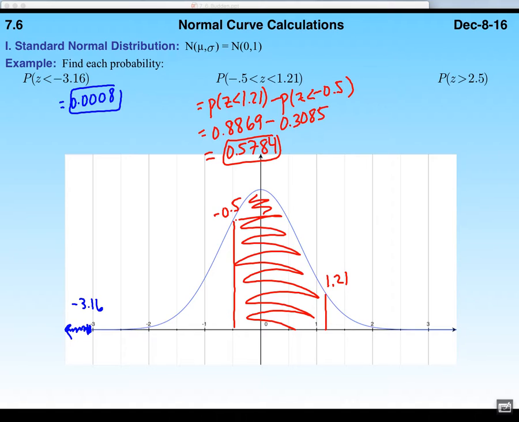Okay, last one we have is greater than 2.5. So here's 2.5. Here's everything greater. There's actually two ways we can calculate this. Can you guys think of either way? Could you do 1 minus the probability that z is less than 2.5? So that's the first way. 1 minus the probability that z is less than 2.5. So let's do that. Look up less than 2.5. So it'll be on the second side where all the positives are. I get 0.9938.